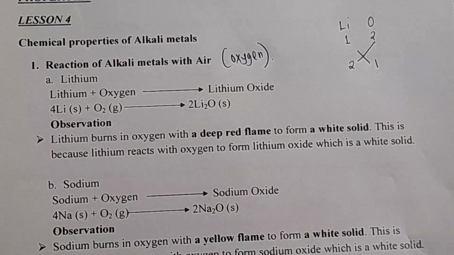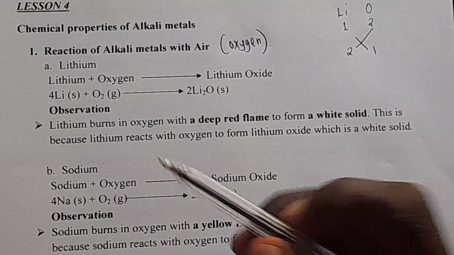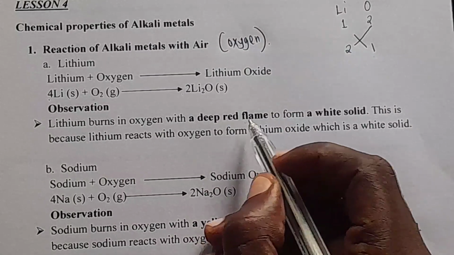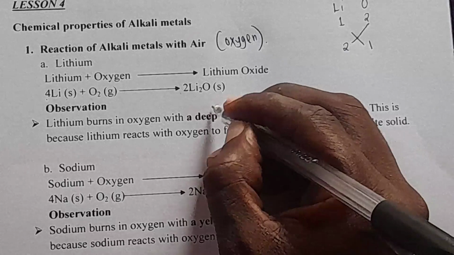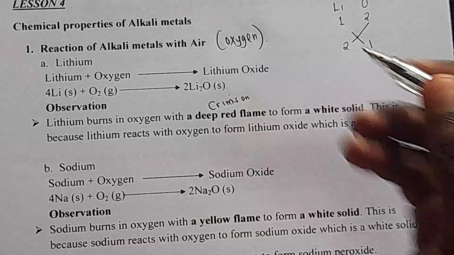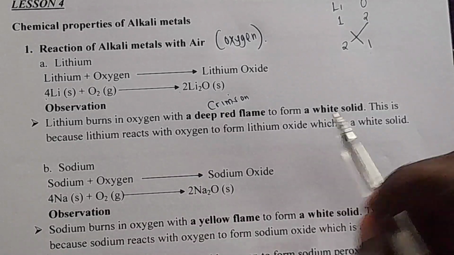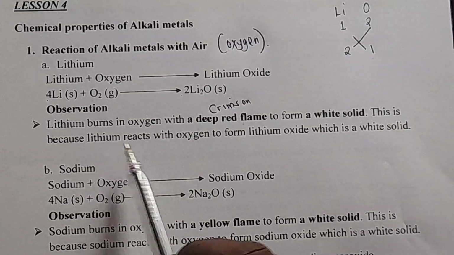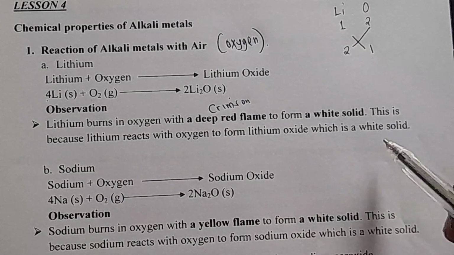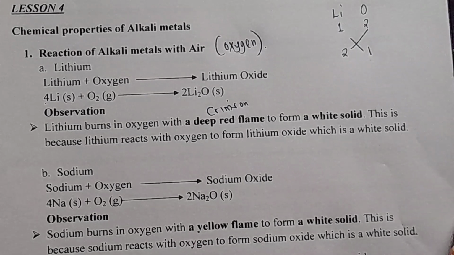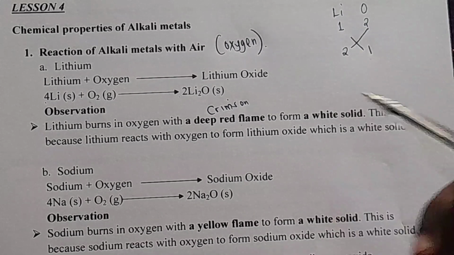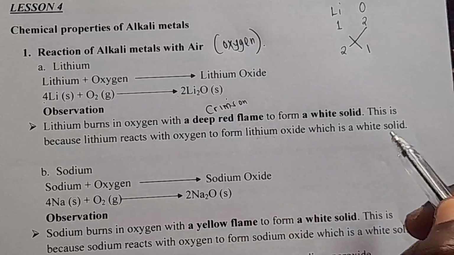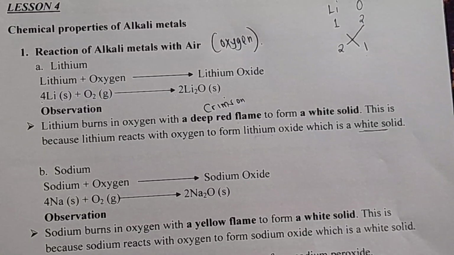Next, the observation made when lithium burns in oxygen or in air. We are told lithium burns in oxygen with a deep red flame, or you can say crimson flame, to form a white solid. The reason for the white solid is that lithium reacts with oxygen to form lithium oxide, which is a white solid. In chemistry, to explain an observation is very simple because you only talk about the reaction. So lithium reacts with oxygen to form lithium oxide. Lithium oxide is the one that has the white color.